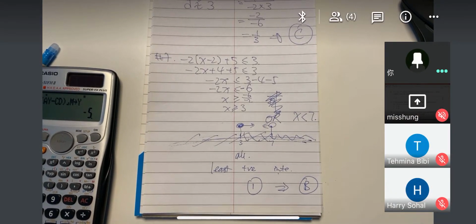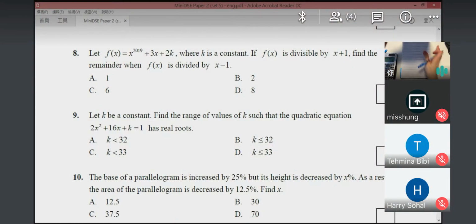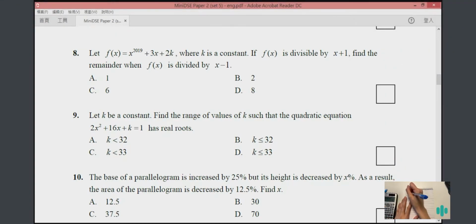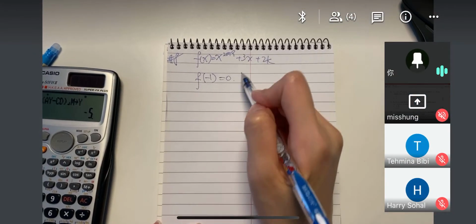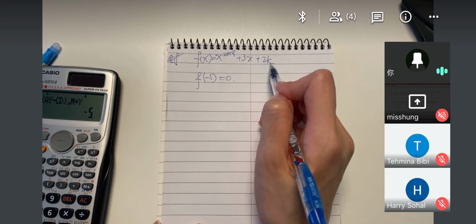Okay, number 8. Given the polynomial f(x) is equal to x to the power 2019 plus 3x plus 2k, where k is a constant, and then f(x) is divisible by x plus 1. That means the remainder equals 0 when f(-1) is evaluated, the x is replaced by -1. Okay, so you can replace the x by -1 so that you can find out the k.